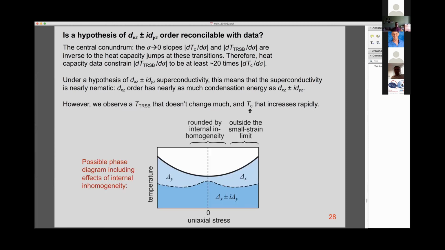So our proposal for the way to reconcile this with data is through inhomogeneity. All real samples have a degree of internal inhomogeneity. They all have long length scale disorder. This is because all of the samples have some density of ruthenium inclusions that's intrinsic to the growth process. So when we have some internal strain disorder, that will round off the cusps that are predicted in the clean limit. And we propose that this is the reason that no cusps were seen in the scanning SQUID experiment.